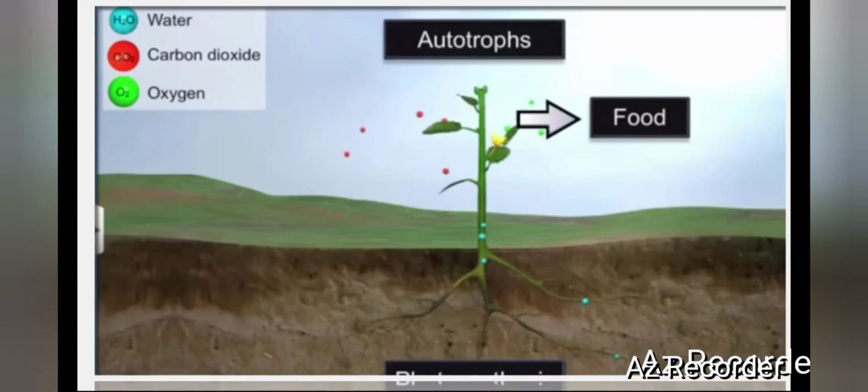As we know, plants prepare their own food from water and carbon dioxide. Oxygen is produced as a byproduct. As they prepare their own food, they are called autotrophs.